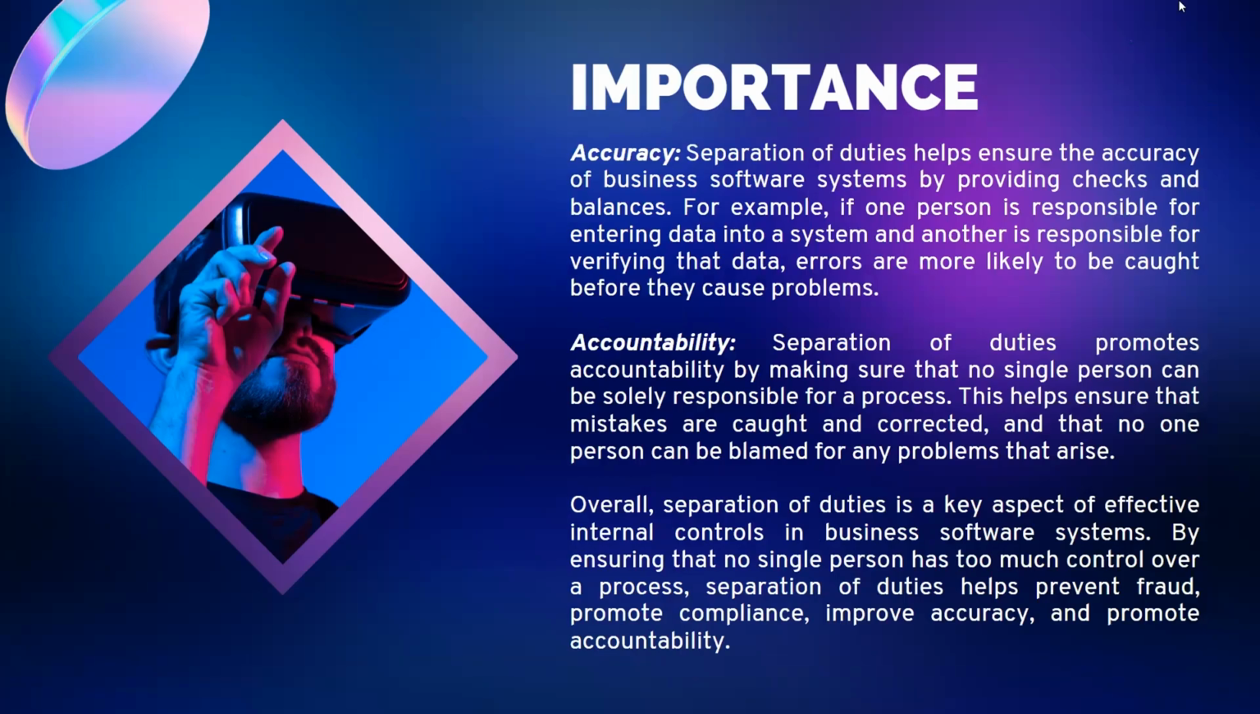Next is accuracy. Separation of duties helps ensure the accuracy of business software system by providing checks and balances. For example, if one person is responsible for entering data in a system and another is responsible for verifying data, errors are more likely to be caught before they cause problems. It is important na magkaroon ng separation of duties para ma-ensure yung accuracy ng business software. Para once na may madetect tayong error ay magagawan agad natin ng paraan para hindi na mag-cause ng problem. Next po.